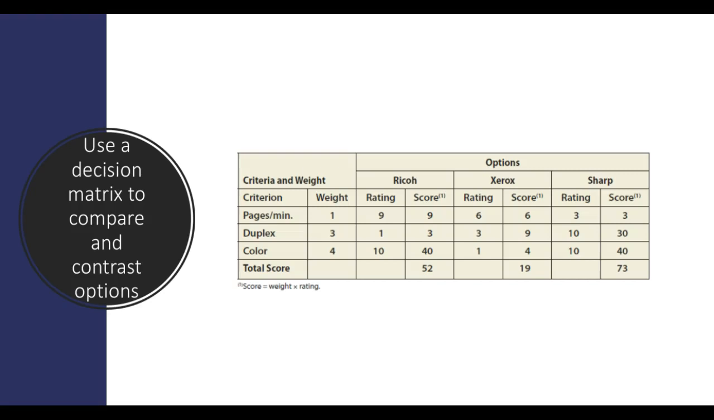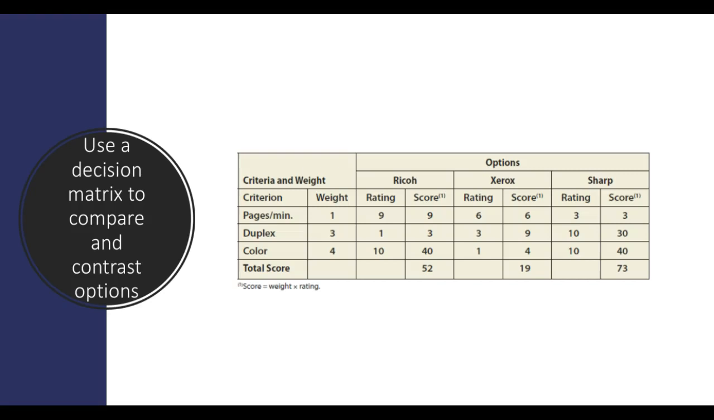So our criteria for our copier is how many pages a minute, duplex, does it make multiple copies front and back, and then color, okay? And then we're ranking them by importance. So the way that we got the score is we're weighting them and then rating, okay? So number 1 is the pages per minute. That's not that important. Number 3 is the duplex, and that is important. And number 4 is color, which is very, very important. So rating is for pages per minute, a 9, a 1, and a 10.